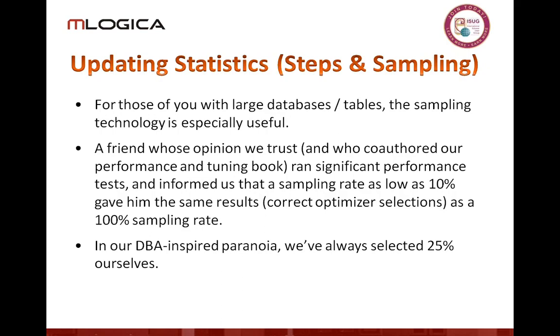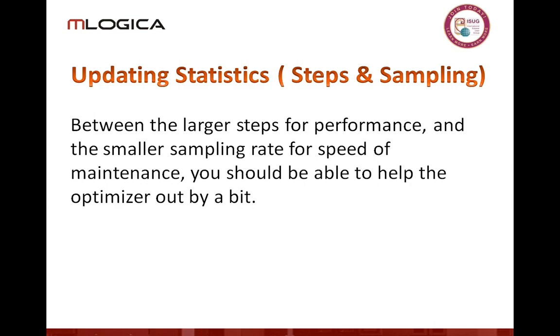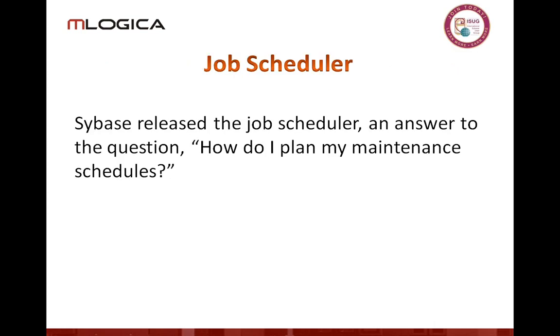You can certainly drop that below 25 and try a sampling rate of 10%. It'll certainly make your update stats run faster because we're sorting a lot less data. Give it a shot and think about that, but do make sure you run your update stats one way or the other.